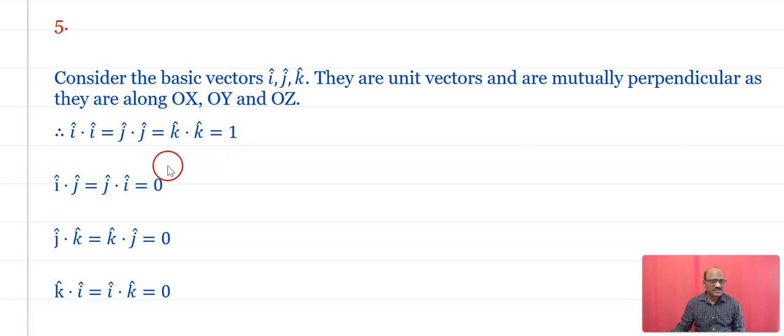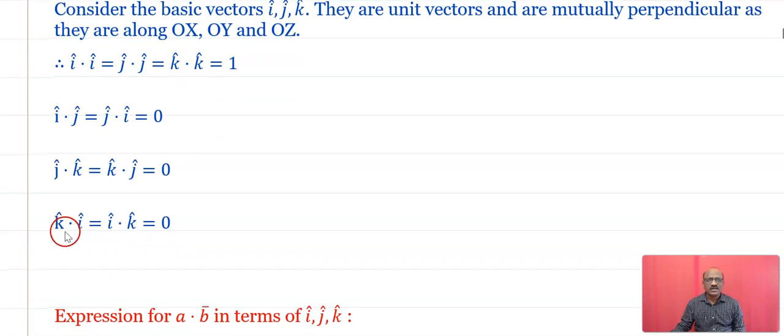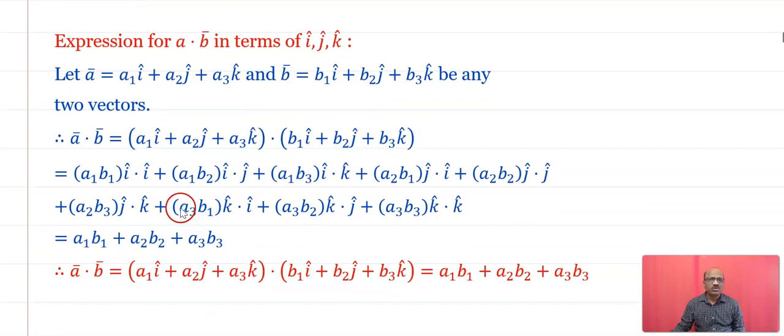Next, if we take i cap dot j cap, the angle between them is 90, and that's why j cap dot i cap equals 0. j cap dot k cap, again the angle between them is 90 and cos 90 is 0, and therefore their dot product is 0. k cap dot j cap equals 0. And also k cap dot i cap equals i cap dot k cap, which equals 0. Now the expression for a bar dot b bar in terms of i, j, k.